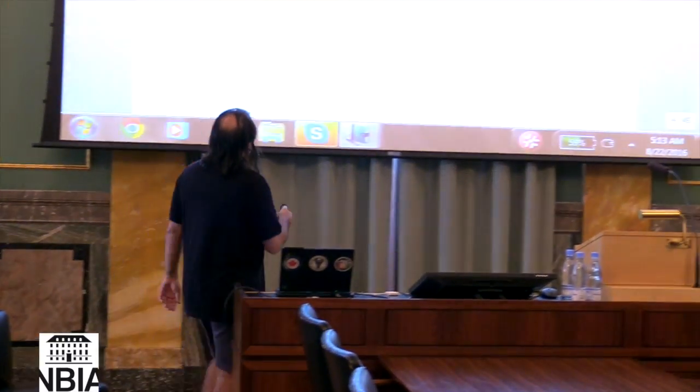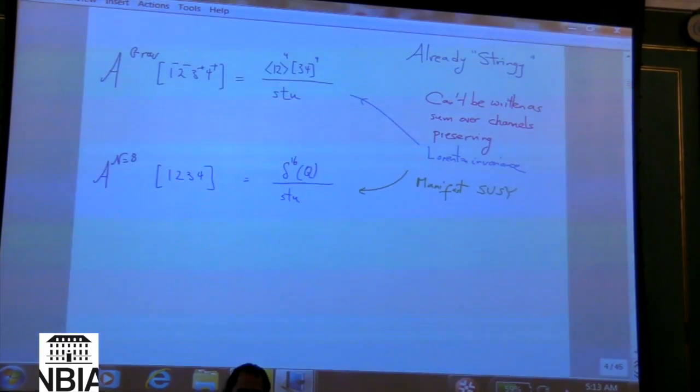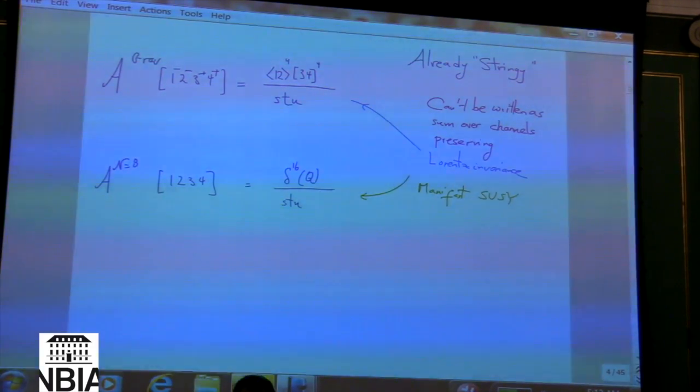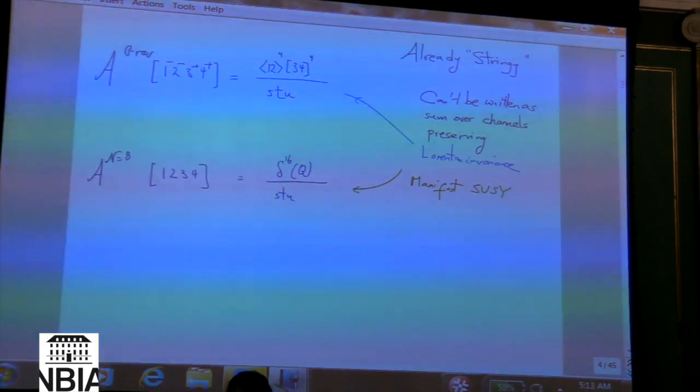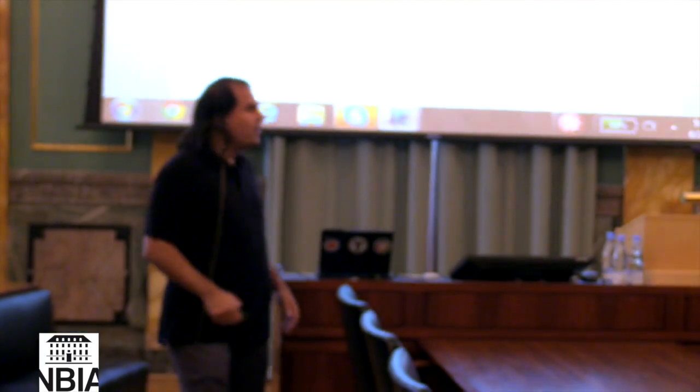Okay, so already, even the massless particle scattering has this feature that we are normally used to seeing in string theory, that we can't split things into different channels independently. Okay, so much for the story of the theories that we know and love.